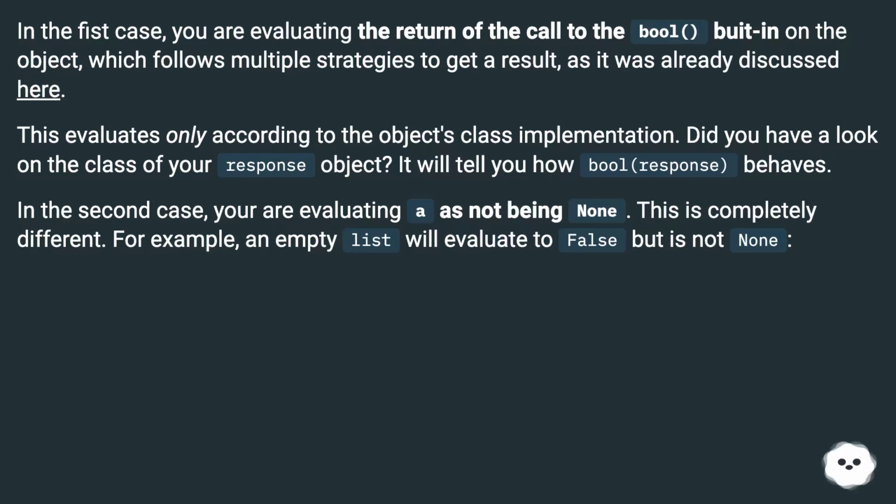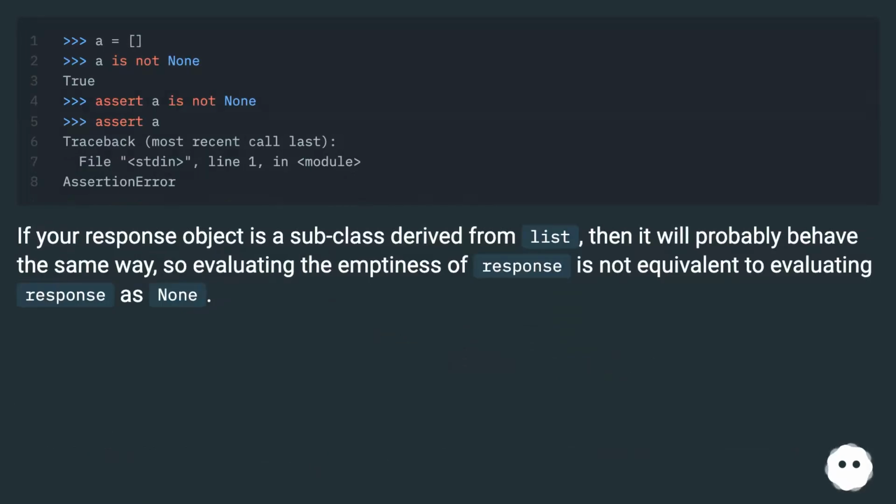In the second case, you are evaluating it as not being none. This is completely different. For example, an empty list will evaluate to false but is not none. If your response object is a subclass derived from list, then it will probably behave the same way, so evaluating the emptiness of response is not equivalent to evaluating response as none.